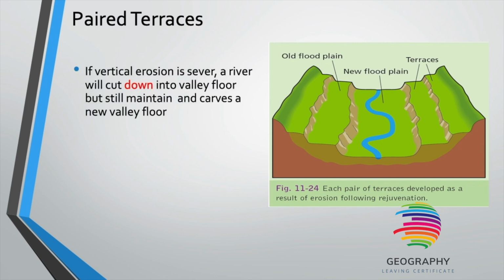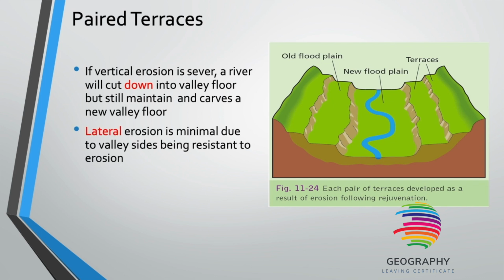Paired terraces is the same idea again. River rejuvenation causes the vertical erosion of the old river valley. So here's our old river valley. The river begins vertical erosion. As it does so, a new valley floor is formed in its old floodplain. So this creates a valley basically within a valley. The downward erosion then leaves edges of the old floodplain elevated. So these things here, we call terraces. So the same idea again.